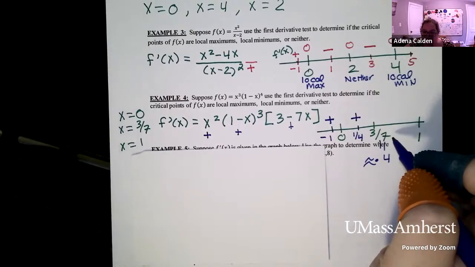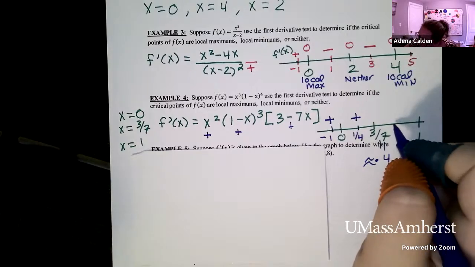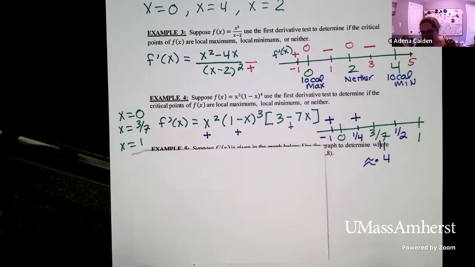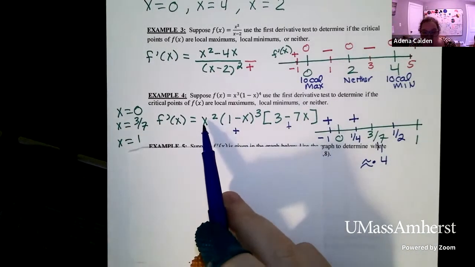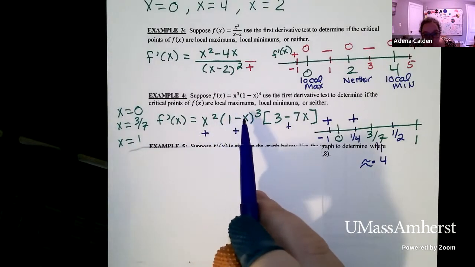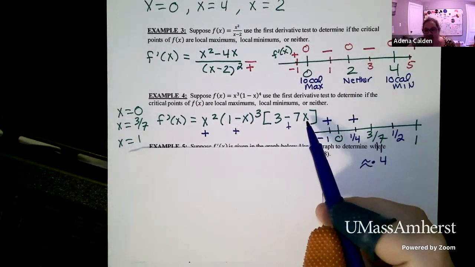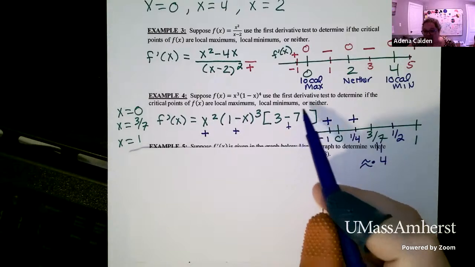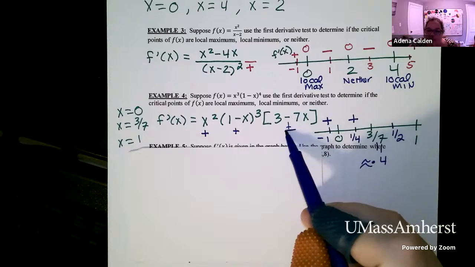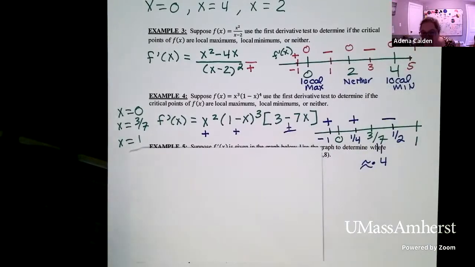Then we want to test something between 3/7 and 1. And again, this is about 0.4. So I'm going to pick half as my test point, which is about 0.5. So here, if I plug in a 0.5, 0.5 squared is positive. Here, 1 minus 0.5, that's positive. So if I cube it, it's positive. Here, 0.5. So half of 7 is 3.5. So 3 minus 3.5 will give me something negative. So positive times negative is negative.